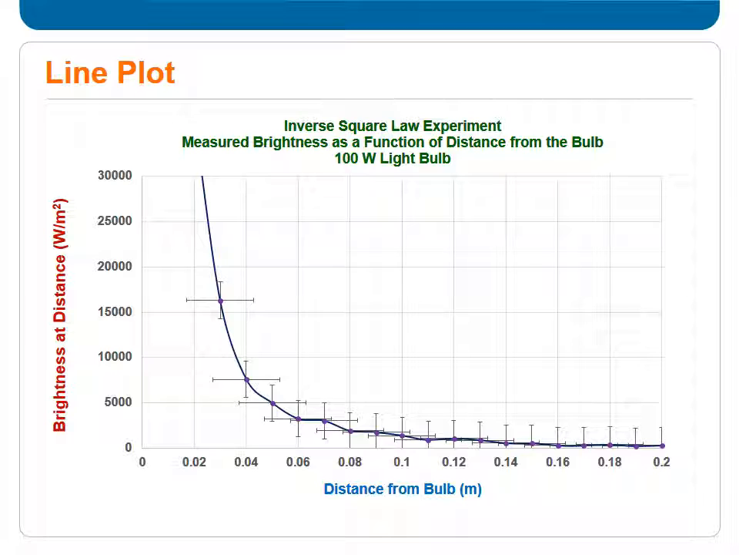What is plotted on the vertical axis? Read the red label. The vertical axis is brightness at distance. The values are given in watts per square meter. What is the trend of the data, up, down or flat? The farther you are from the bulb, the fainter it appears. How fast is it changing? It changes rapidly closest to the bulb, and slowly farther from the bulb.